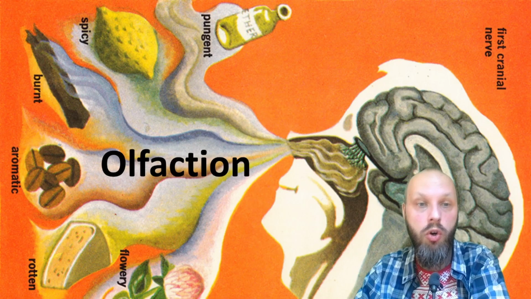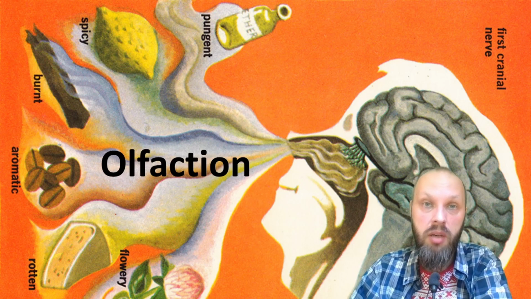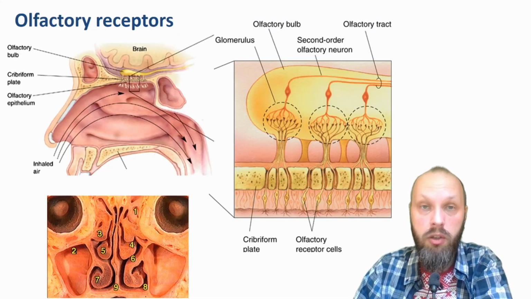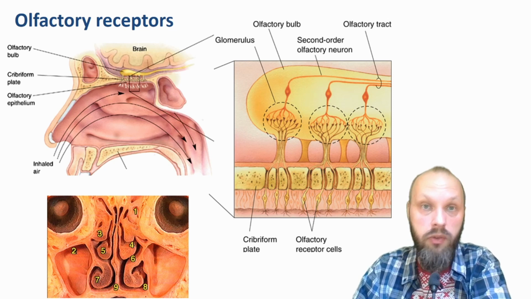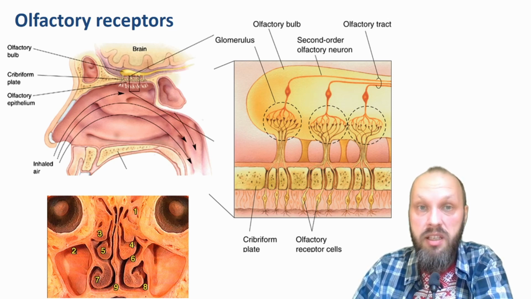Next, now we can talk about olfaction. We're done with gustation, we're done with taste, and we can talk about olfaction, which is the sense of smell, of course. Let's start with receptors. Where are the olfactory receptors? In humans, olfactory receptors sit in the olfactory epithelium. And this is this funny part that's inside our nose.